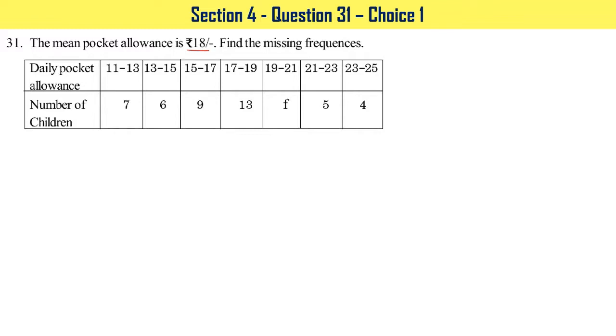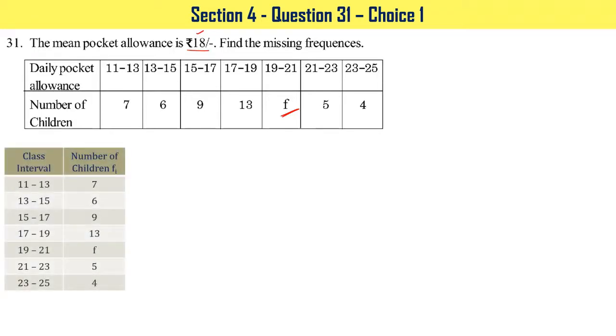We are given data for daily pocket allowance as a grouped distribution and number of children. The frequency F is given for the class 19 to 21. We have to find the value of F. The mean of this data is given, that is 18. This can be written as the class interval 11 to 13 equal to 7, 13 to 15 equal to 6. So I have tabulated again.